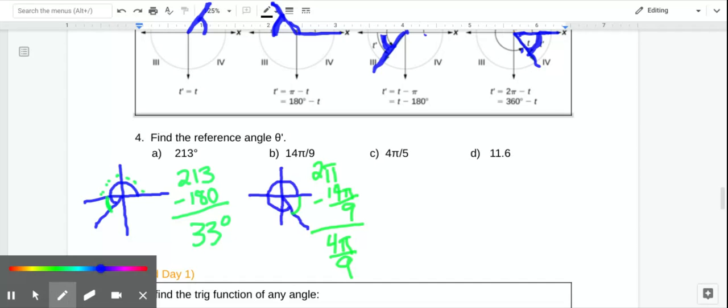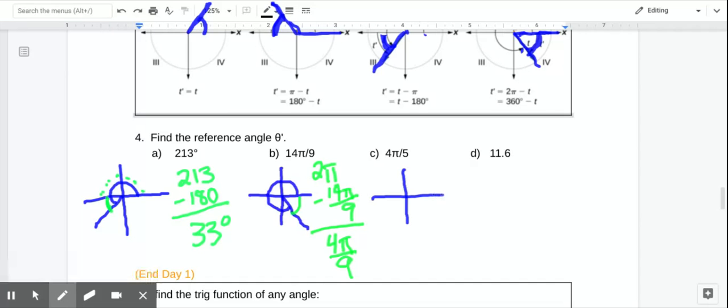All right, let's take a look at 4 pi over 5. 4 pi over 5, that's just a little bit less than 1 pi, so that angle is going to be over here in the second quadrant. The reference angle is going to be right here. If we came all the way over, that would be pi. So we're going to take pi minus 4 pi over 5, and our reference angle is going to be pi over 5.